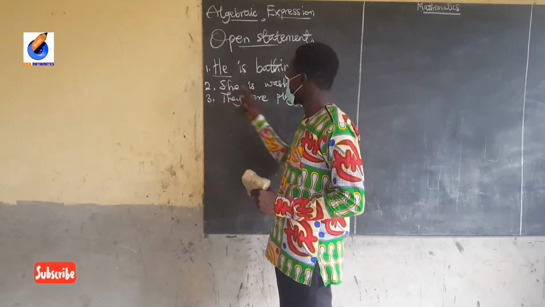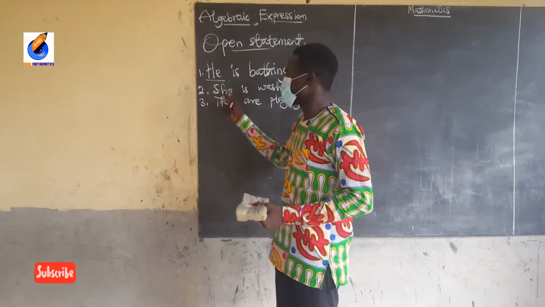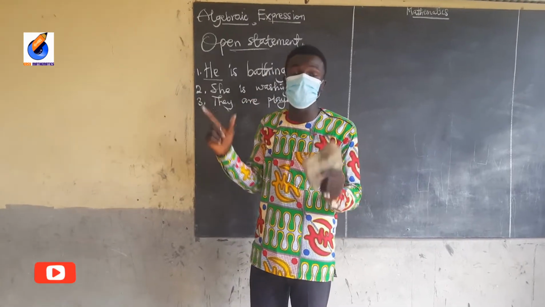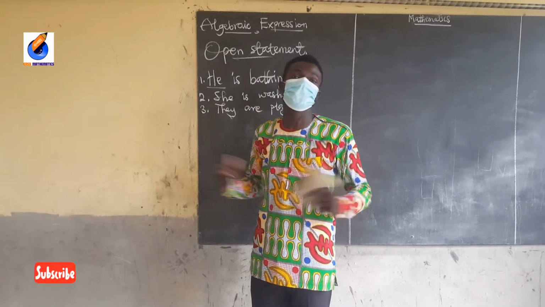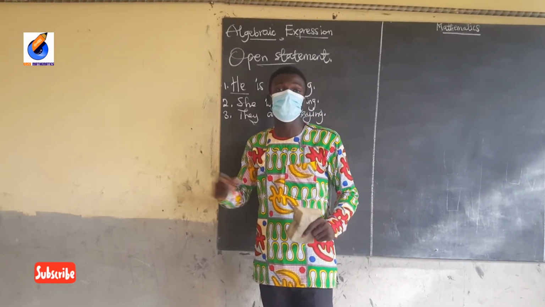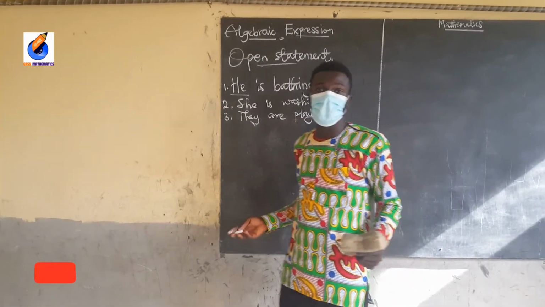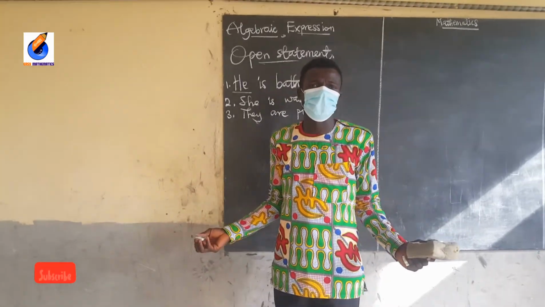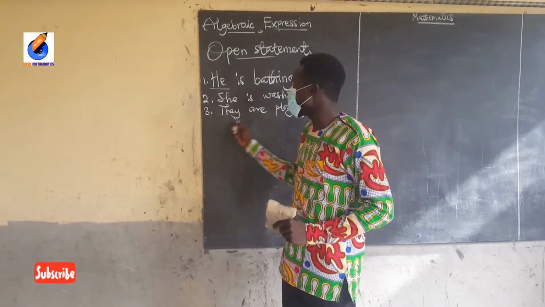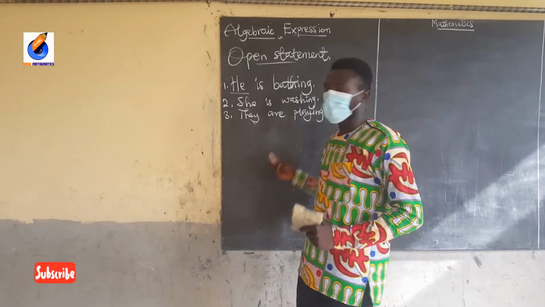Because I have she is washing. She, who is washing? We don't know the person. So the she here in mathematics has been classified as an unknown value. So we are going to say it is a variable, and because it is a variable, it makes the statement an open statement. They are playing. Which people are playing? The they represent a certain people that we don't know.